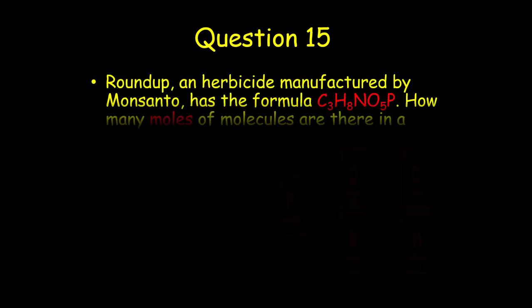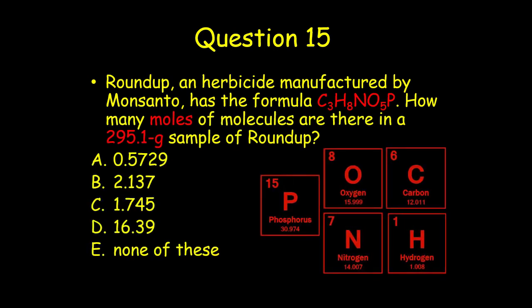Question 15. Roundup, an herbicide manufactured by Monsanto, has the formula C3H8NO5P. How many moles of molecules are there in a 295.1 gram sample of Roundup? And the choices: 0.5729, 2.137, 1.745, 16.39, none of these. Here are the elements. Use their mass number in order to find out the answer.